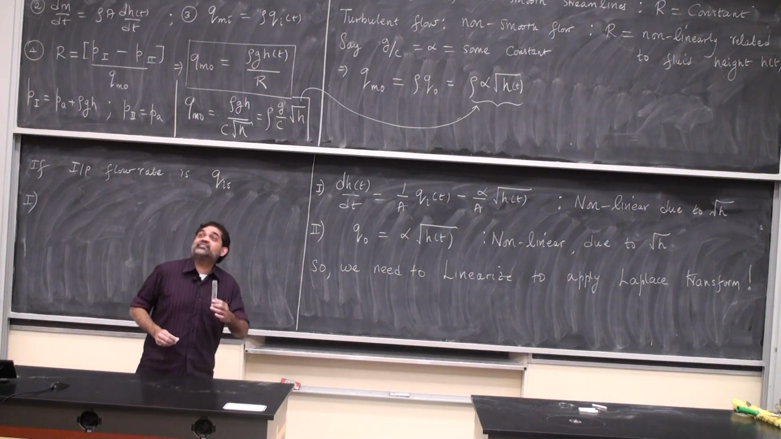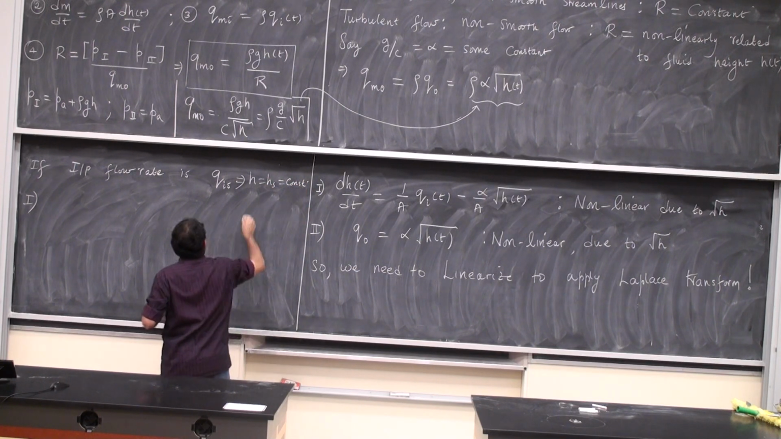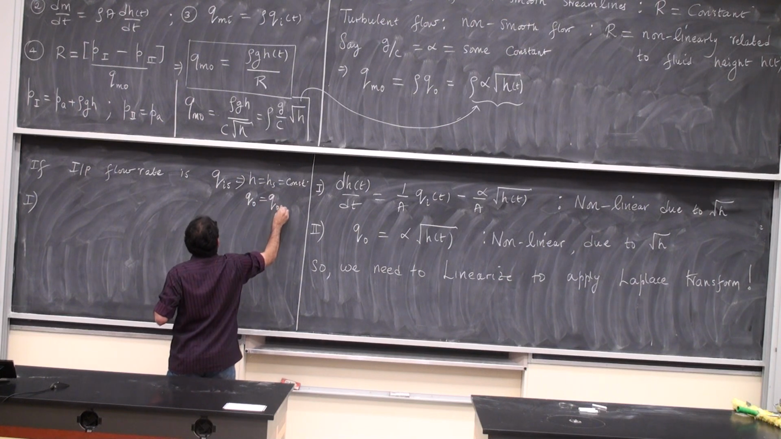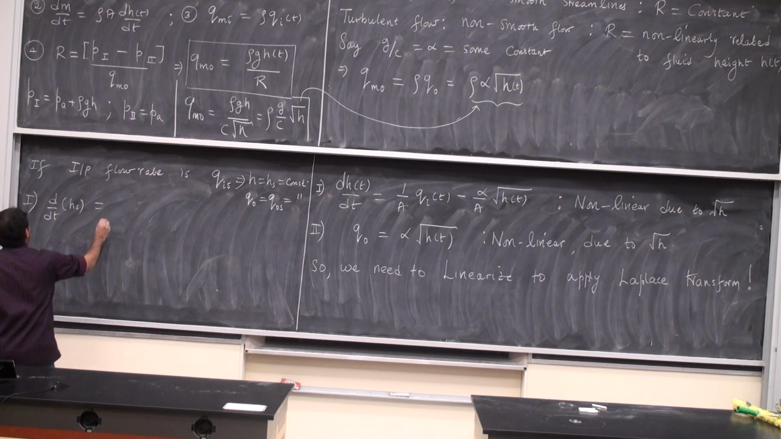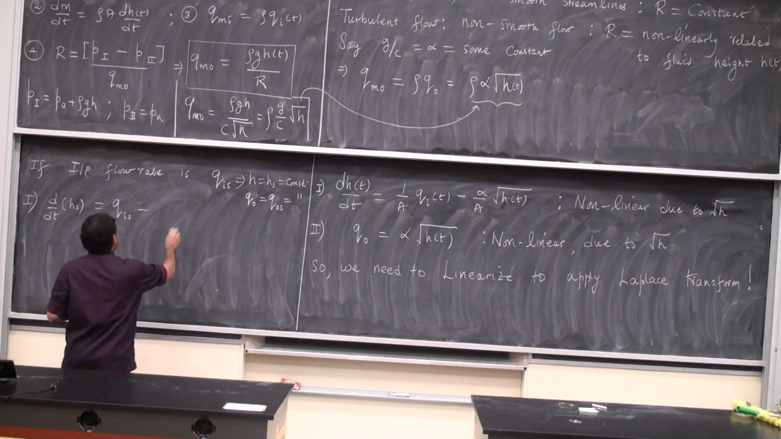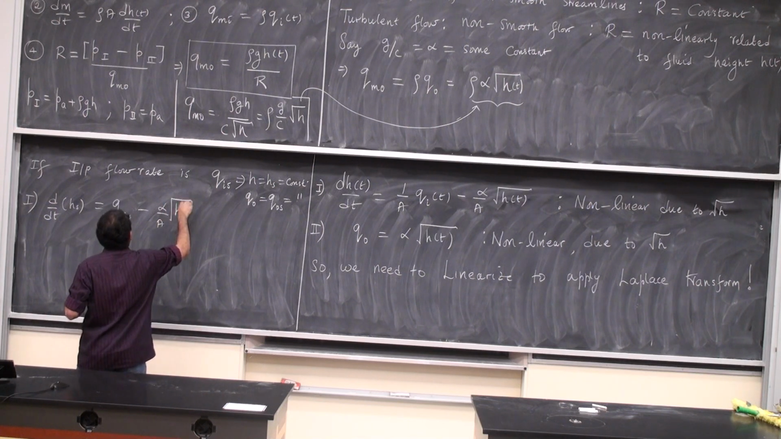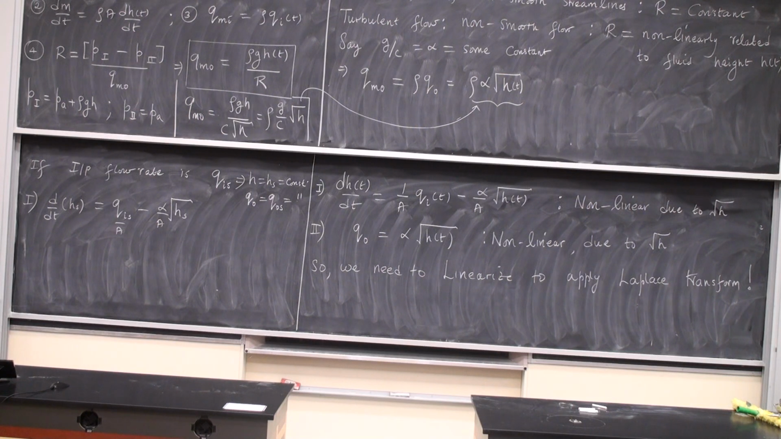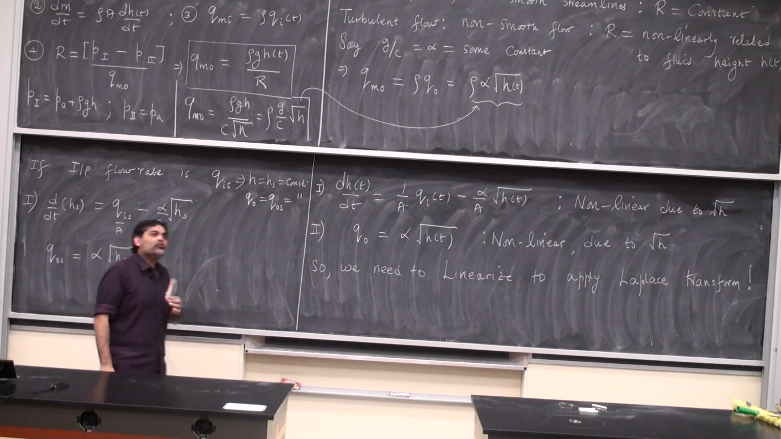Height h of t becomes HS, which you say is constant, Q naught becomes Q naught of S, which is also a constant, and obviously d by dt of HS is 0, right? So 0 is equal to QIS by A minus alpha by A square root of HS, and Q naught of S is alpha times root of HS. This is a no-brainer.